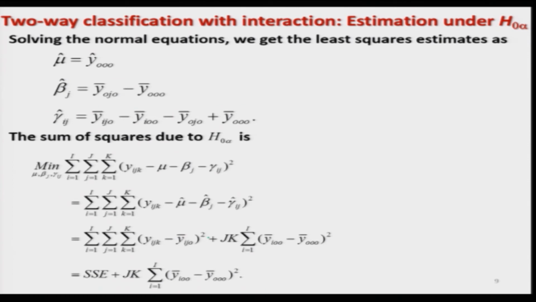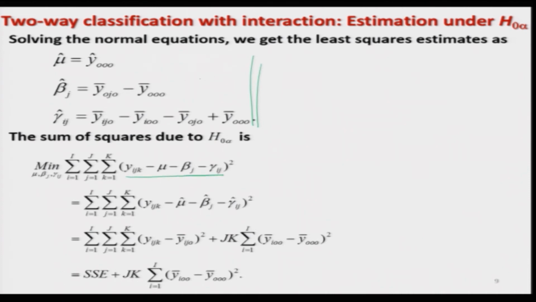Now, you have obtained these least square estimates, and you have to substitute them in the error sum of squares. So, we will substitute them in this expression, the triple summation of (y_ijk minus mu minus beta_j minus gamma_ij).